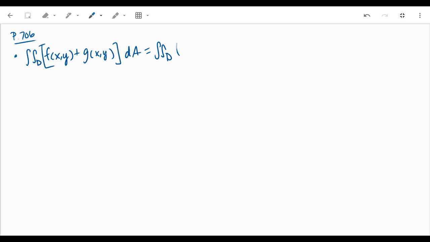So there's a bunch of properties on page 706. A lot of them just kind of make sense. In fact, I think we covered some of them in the previous video. Double integral of a sum of two functions. We can separate them. That makes sense, right?